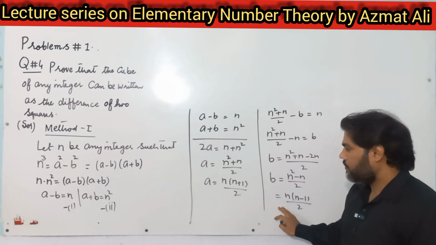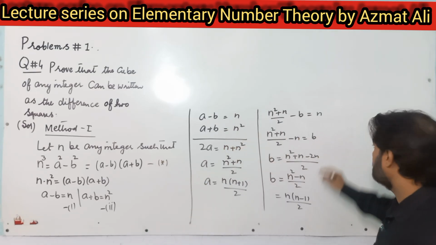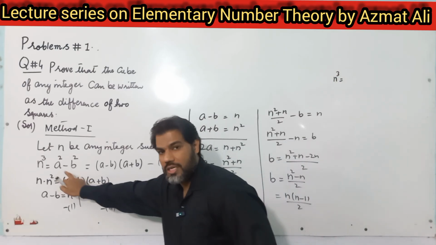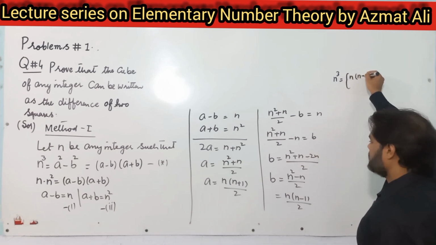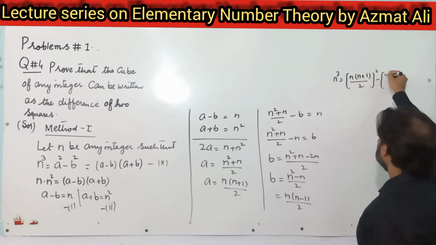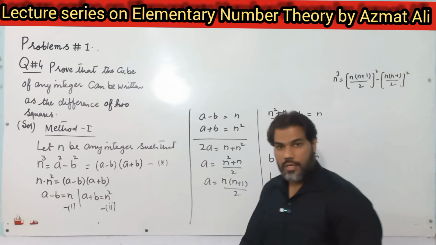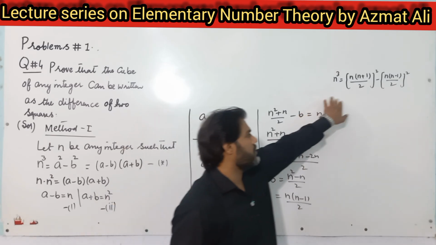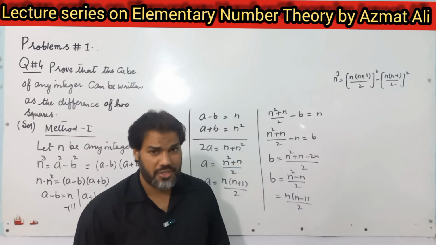Finally, substitute these two values of a and b in star. We have n cube is equal to, what is this? This is equal to a square minus b square. What is a? a is this, [n into (n plus 1) by 2] whole square minus, what is b? [n into (n minus 1) by 2] whole square. So you can see that we can express the cube of any integer as the difference of two squares from this formula. This formula holds for any integer n.